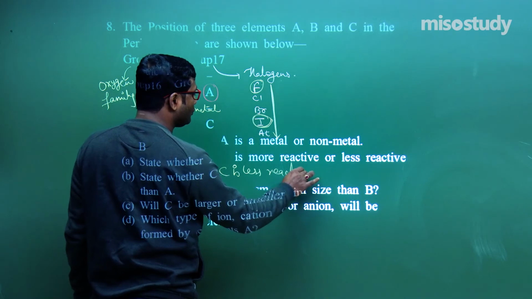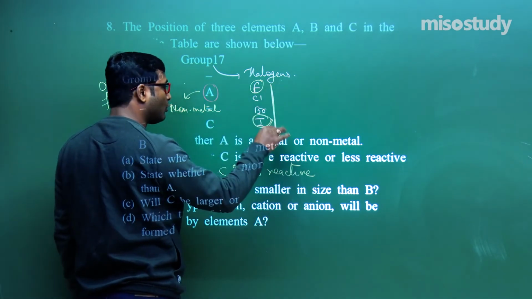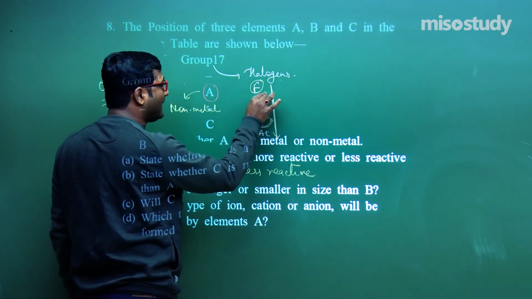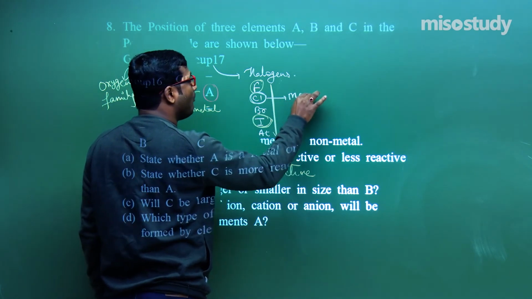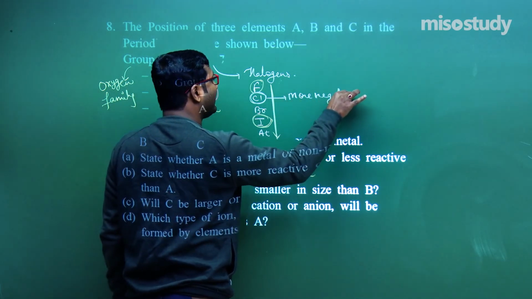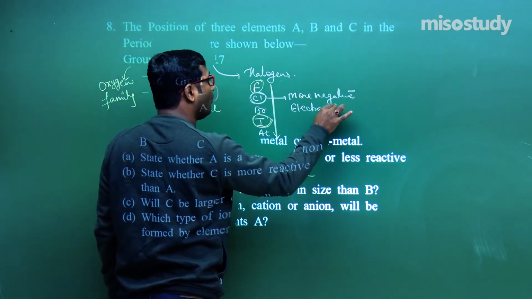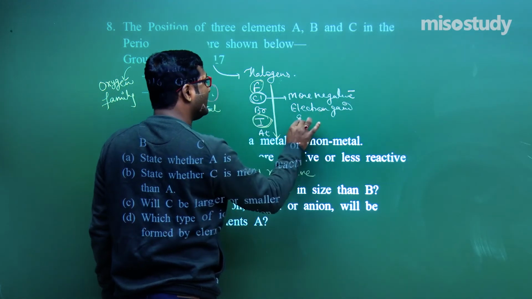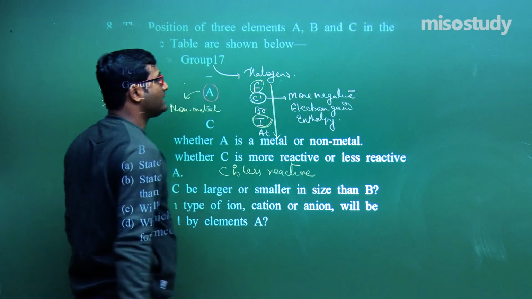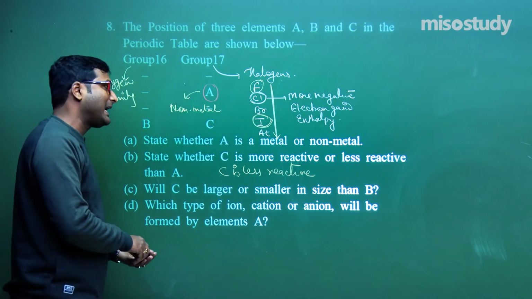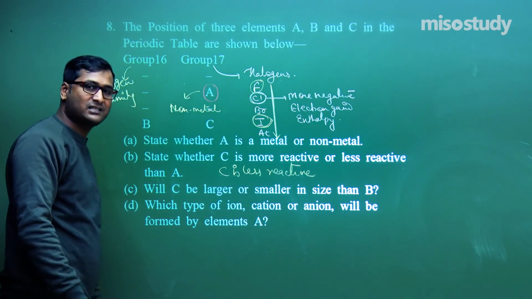One more thing I am going to mention here. There is an exception: down the group electron gain enthalpy decreases, but chlorine has a more negative electron gain enthalpy than fluorine. Always remember, chlorine has a more negative electron gain enthalpy, but the electronegativity of fluorine is more than chlorine. Due to this reason, this pair is called black sheep elements.